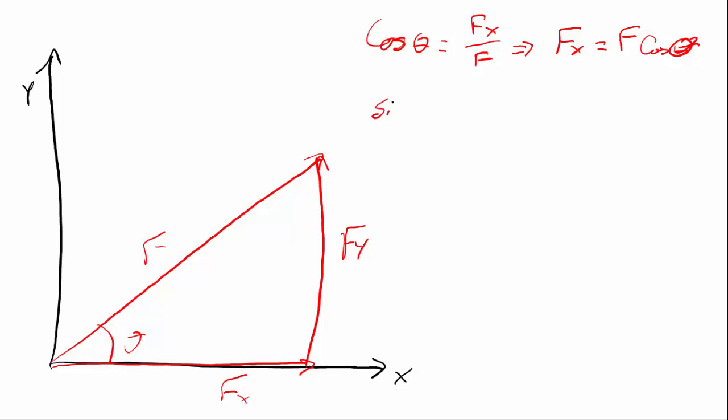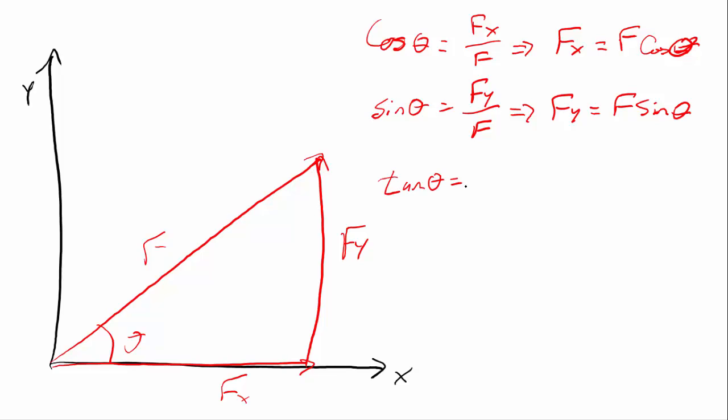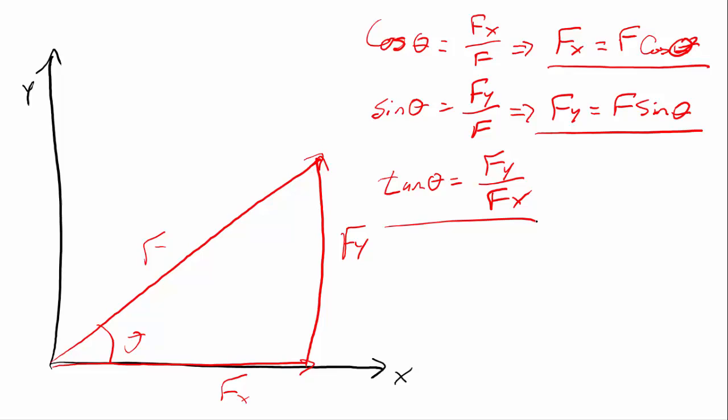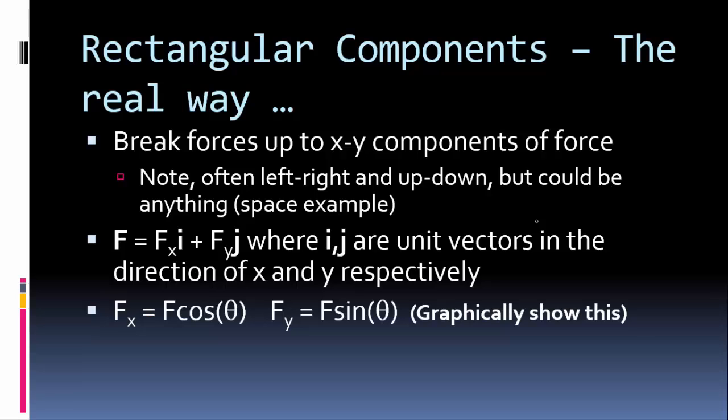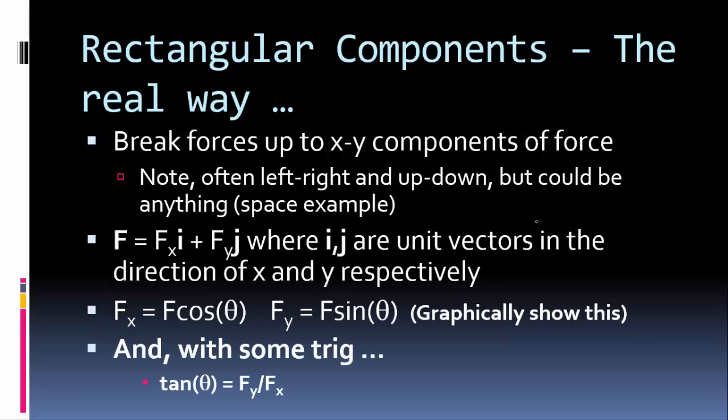And same deal with sine of theta. Sine theta is Fy over F. It's opposite over hypotenuse. So Fy is equal to F sine theta. And then lastly, you can figure out the tangent of theta is opposite over adjacent. So that's Fy over Fx. And so when we talk about Fx being F cosine theta and Fy being F sine theta, and then as I said, tangent of theta can also be found. That's where that comes from, through the trig.